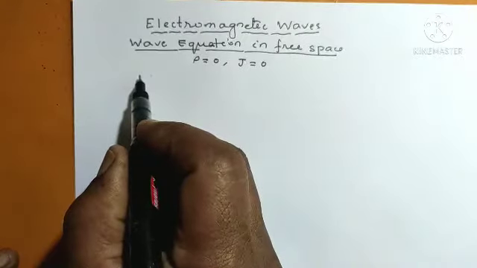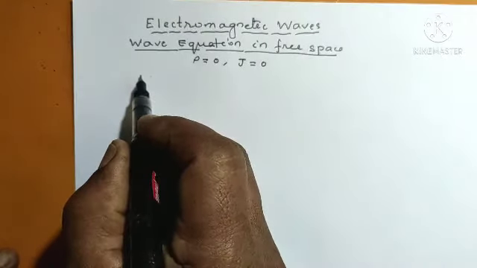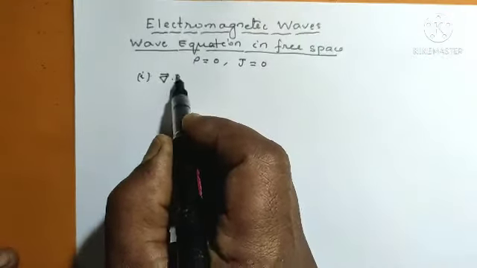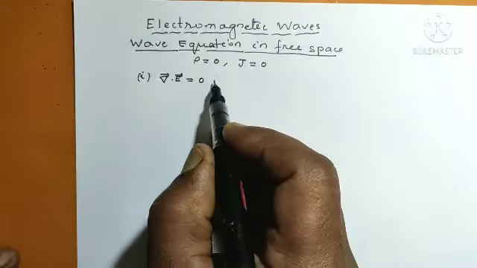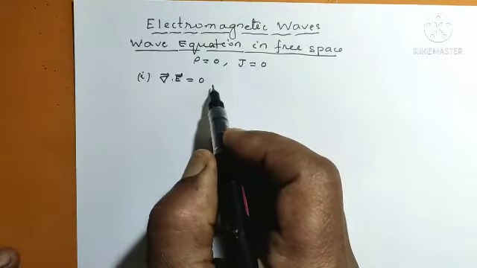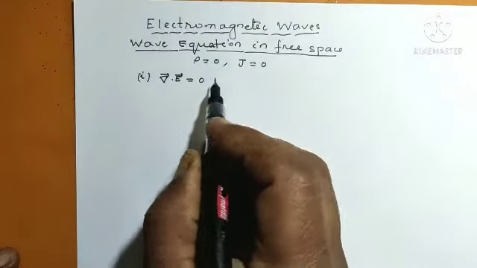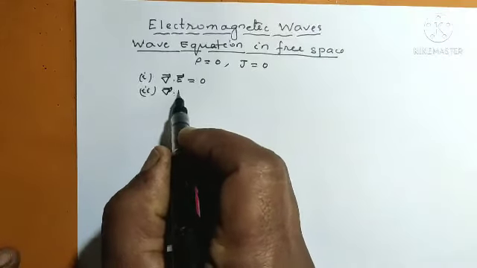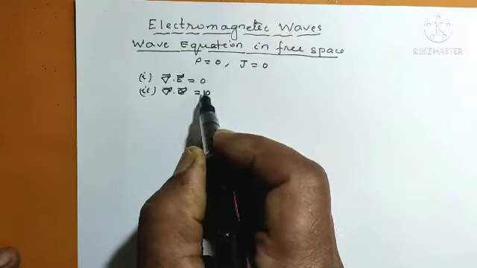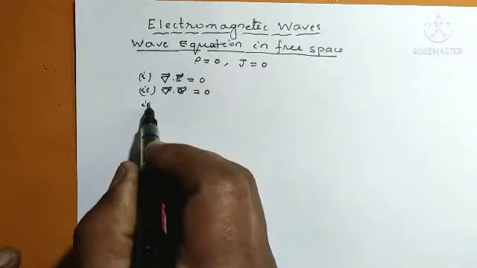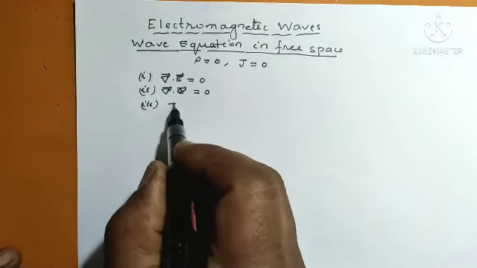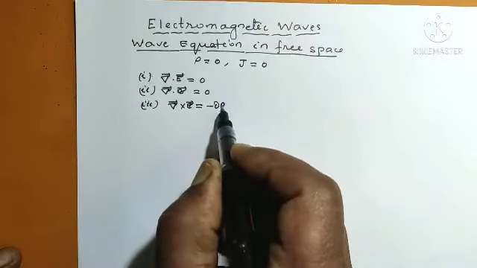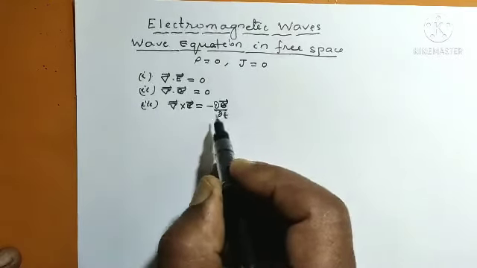Maxwell's equations in free space are: first, div E is equal to 0. Here, that is rho by epsilon 0, 0 by epsilon 0, that is equal to 0. Second, divergence of B is equal to 0. Third, curl E is equal to minus del B by del t.